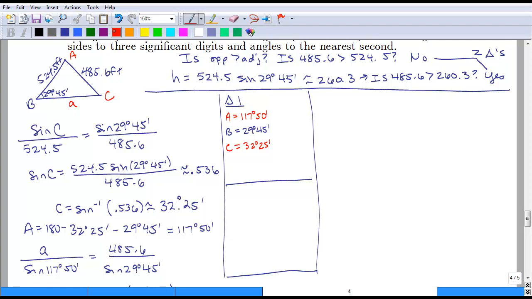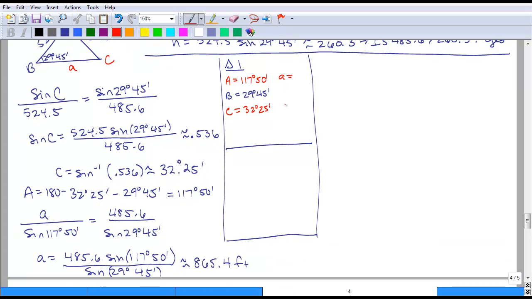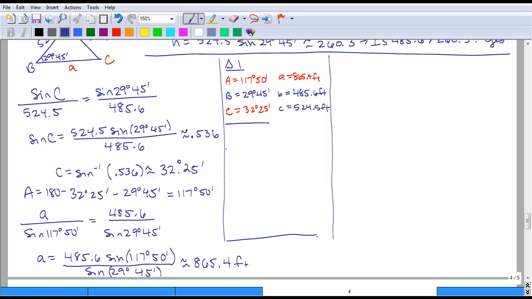Side A we found was 865.4. Side B was given as 485.6 feet, and side C was given as 524.5 feet. So we've got our first triangle here.